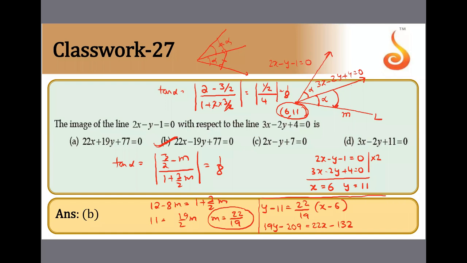Any doubt? So the concept is clear now. The image of a point with respect to a line means you have to draw a perpendicular line. The image of a line with respect to a line means both the angles must be the same.